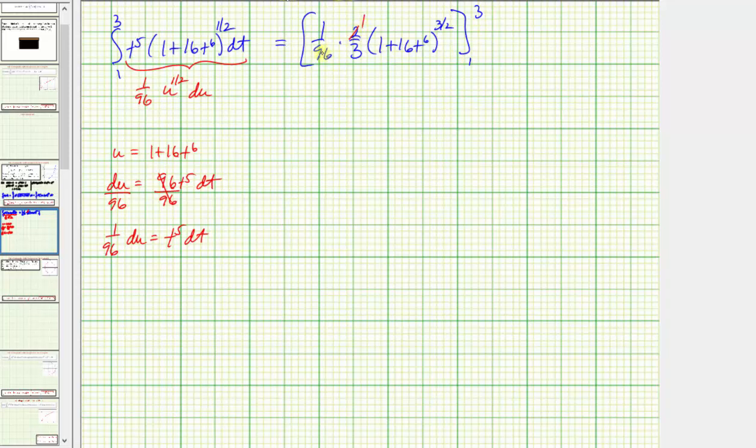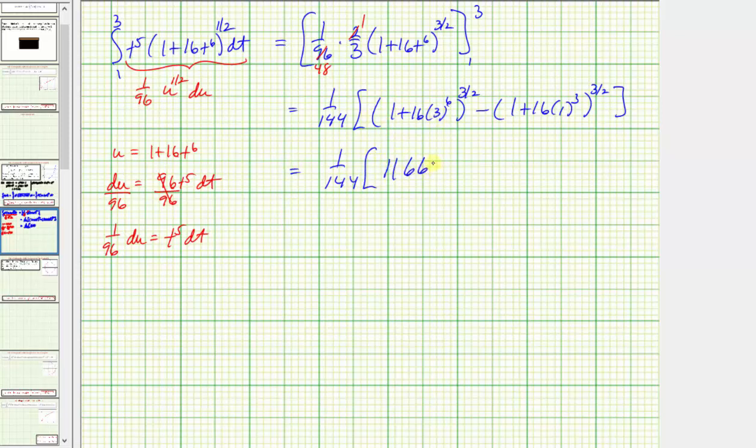Let's go ahead and simplify here. There's 2 and 48 twos in 96. 48 times 3 is equal to 144. So we'd have 1 over 144 times, when t is equal to 3, 1 plus 16 times 3 to the sixth raised to the 3/2, minus, when t is 1, 1 plus 16 times 1 to the sixth raised to the 3/2. So we have 1 over 144 times 11,665 raised to the 3/2 minus 17 to the 3/2. So this would be the exact value of the line integral.